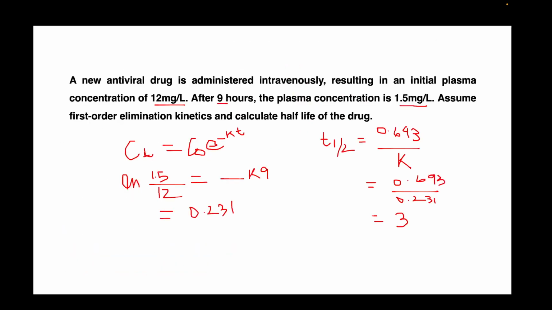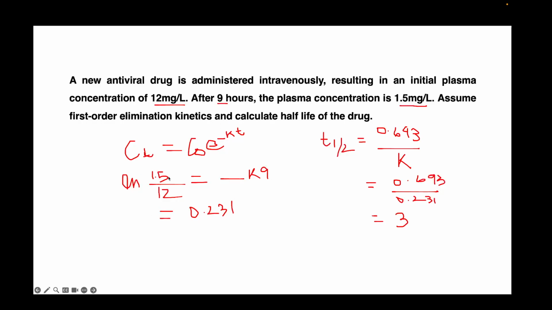Moving on to the next question. A new antiviral drug is administered intravenously, resulting in an initial plasma concentration of 12 mg per liter, and after 9 hours the plasma concentration is 1.5 mg per liter. Assume first order elimination kinetics and calculate the half-life of the drug. Here we'll use the first order elimination kinetics equation, which is Ct equals C naught e to the power minus Kt. Ct here is our concentration at time t, which is 1.5 mg per liter, and C naught, the initial concentration, is 12 mg per liter. K here is unknown and t here would be 9 hours.